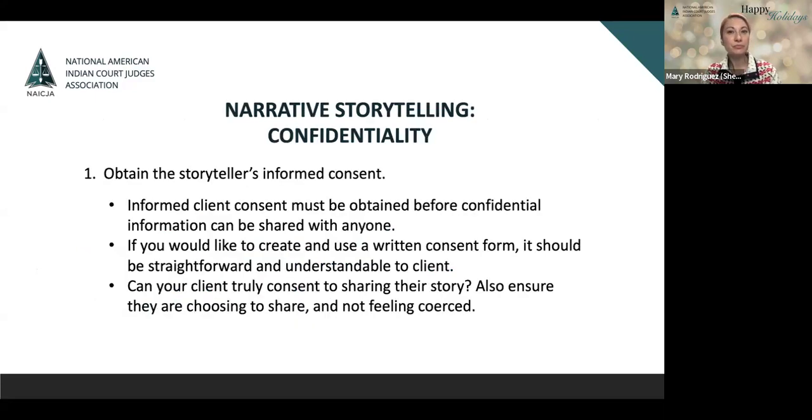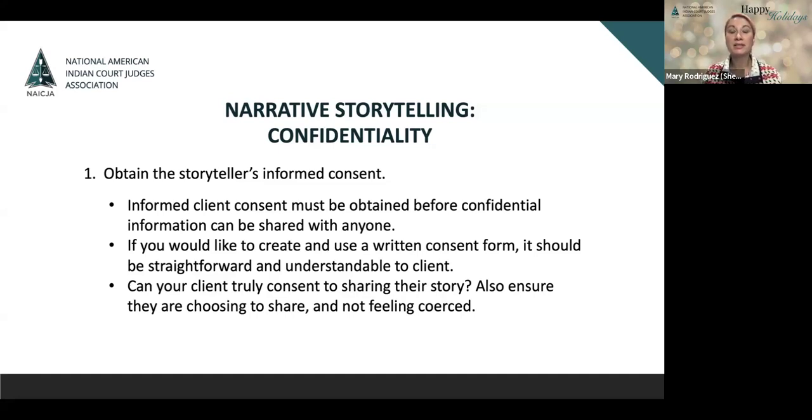One important part about narrative storytelling is confidentiality. You always want to obtain the storyteller's informed consent. And, depending on where you're practicing, there may be the need for a written consent form. Make sure that written consent form is straightforward, understandable to the client, and make sure your client is truly consenting to share their story, that they don't feel coerced or pressured.